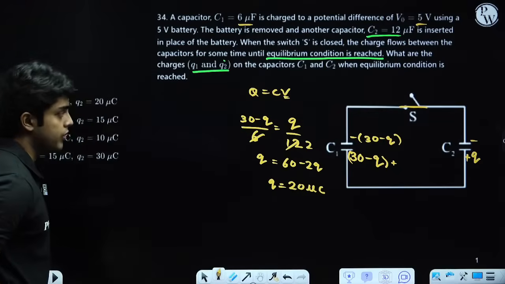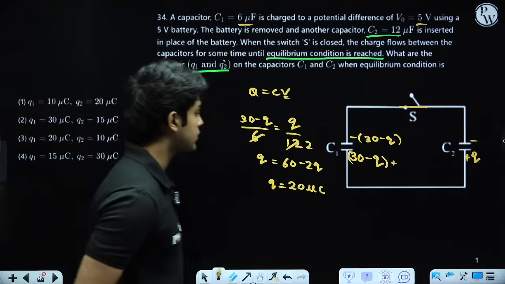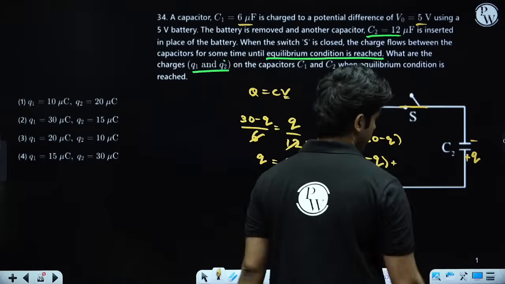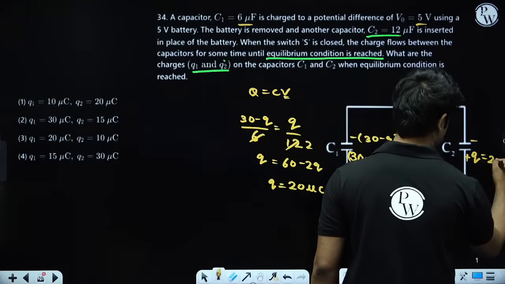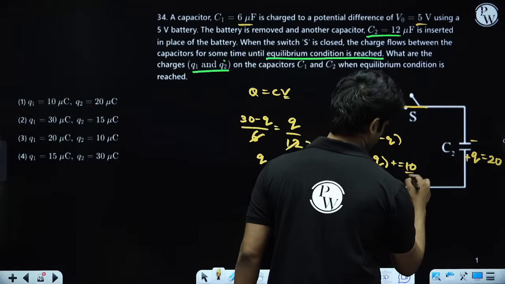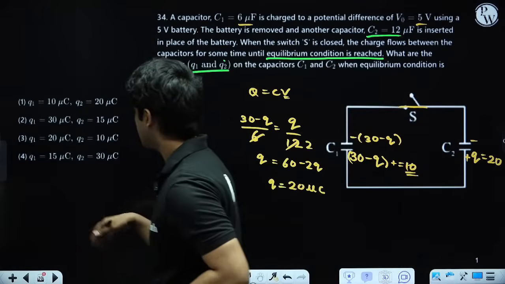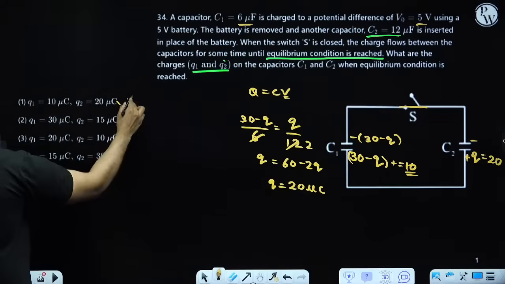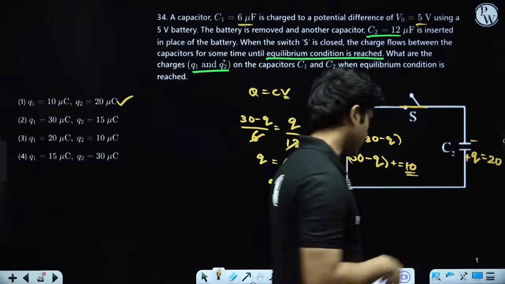So we get Q. Now the question is, what is the final charge on C1 and C2? On C2 it is going to be 20, and on C1 it is going to be 30 minus 20, which is 10. So the answer is 10 and 20. Q1 is 10, Q2 is 20. Okay, so that is it.